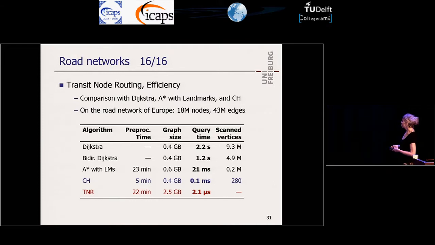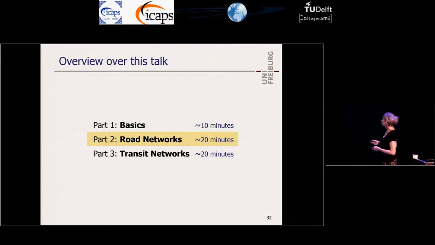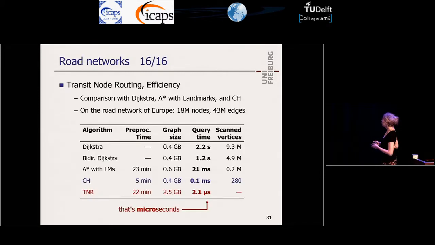Yeah, that's 2.1. It didn't go up. This is microseconds, right? So this is almost, it's 500 times faster. No, it's not 500 times. It's only 100 times faster. But compared to Dijkstra, this is now 1,000,000 times faster, right? This is 10,000 times faster than A-star with landmarks.